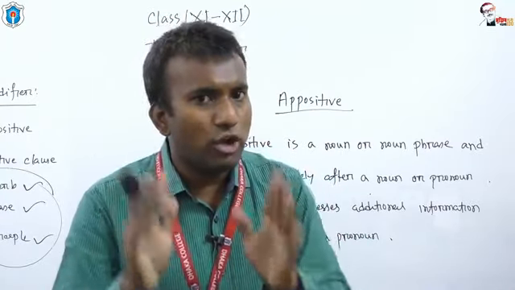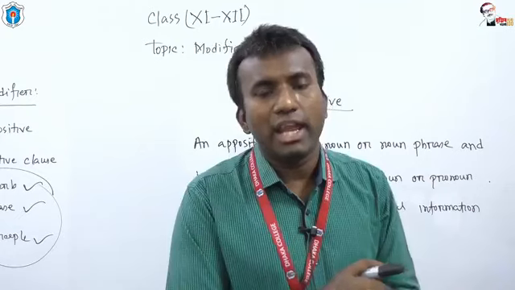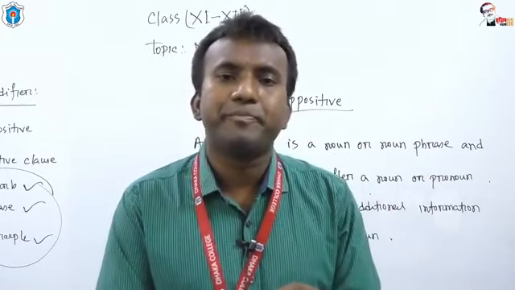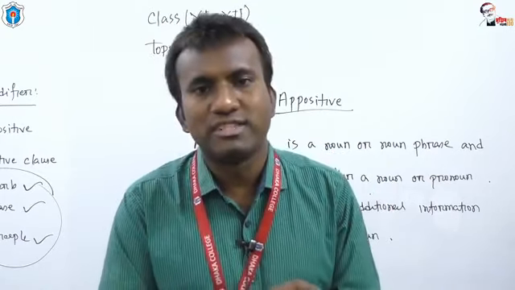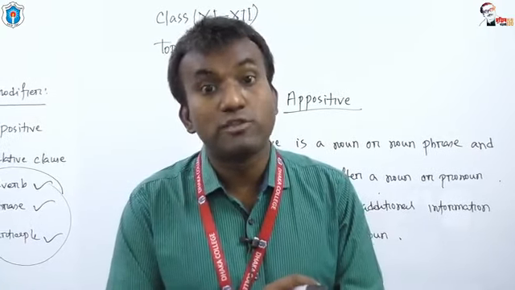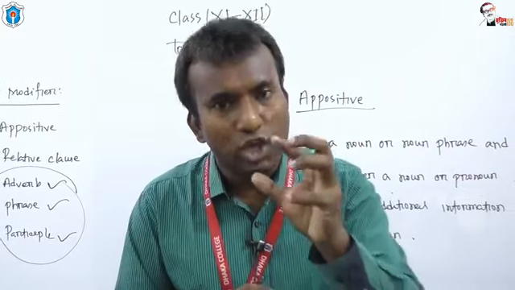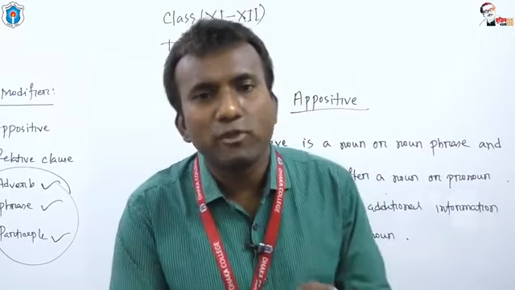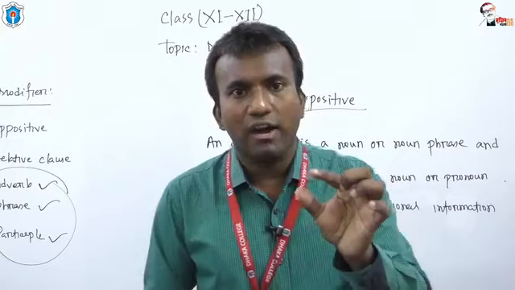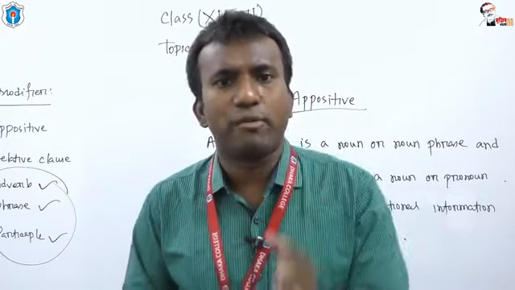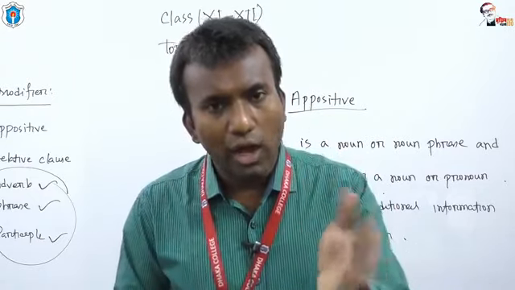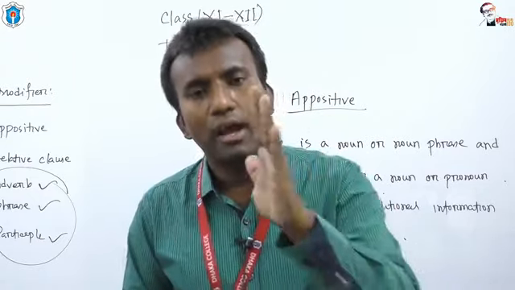Appositive refers to additional information about a noun or pronoun, and in order to write an appositive, you must use a comma. So I can say appositive consists of additional information regarding a noun or pronoun, and this appositive is normally expressed with the help of a comma. Let us give an example.